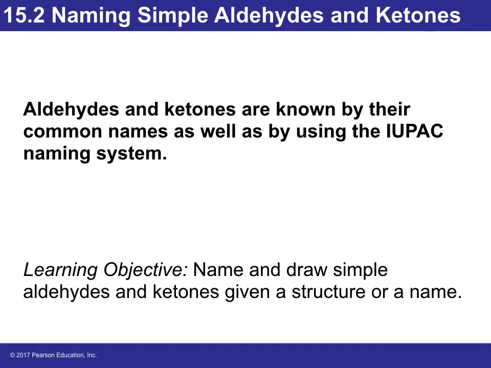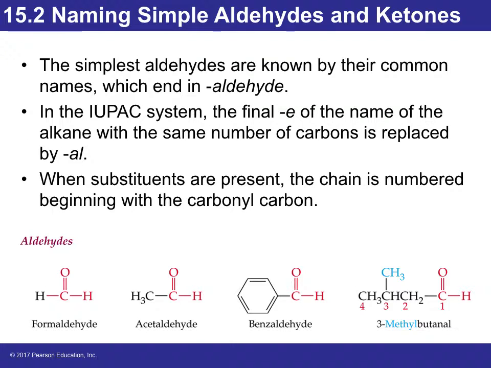Aldehyde and ketone are known by their common name as well as by the IUPAC naming system. So just be able to name and draw simple aldehydes and ketones, when I give you the structure or a name. So how do we do this? Well, some examples here. Simple aldehydes are known by their common name, which is blah blah blah aldehyde. Now, in the IUPAC system, you remove the E from the parent alkane and replace it with Al. When you see Al, you know it's an aldehyde.